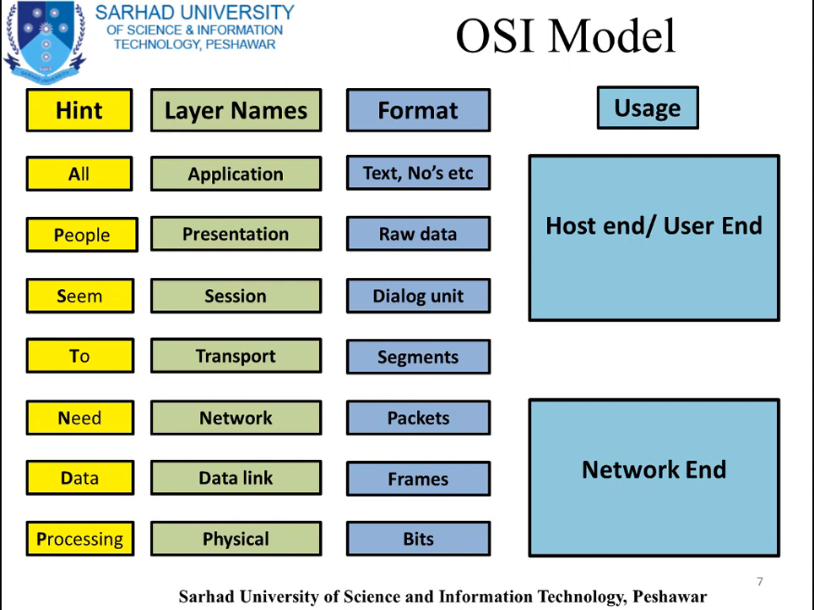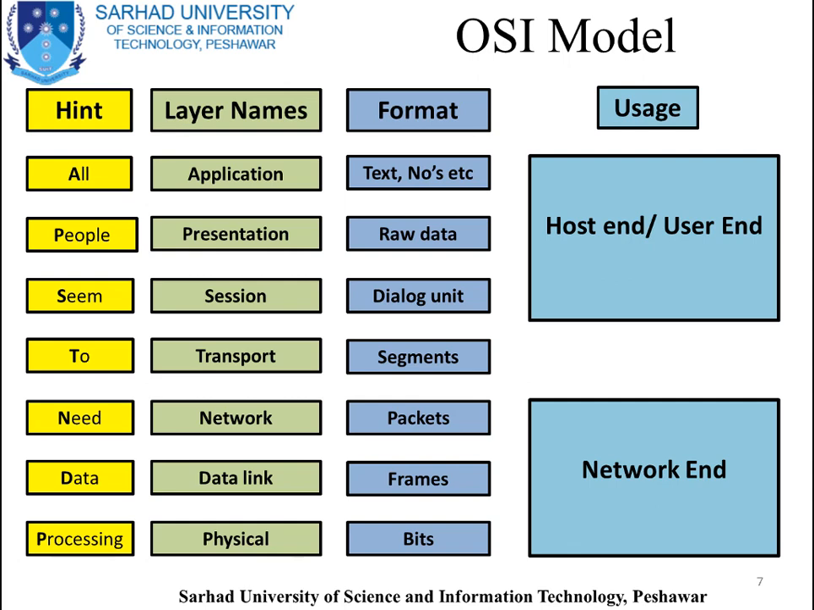I have provided you the hints here on how to remember these: "All People Seem To Need Data Processing." The first letters that are bold represent the first letters of the layer names. With that, I have also given you the format of each layer, that is, in which form the data you have given to the system is presented. In the application layer, data is normally present as text or numbers, etc. In the presentation layer, it is basically raw data. In the session layer, you create a dialog. We will discuss each and every one of these formats in the coming slides, but this is just an overview, so you can have an idea of what we are going to learn today.